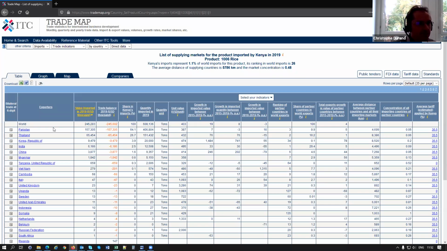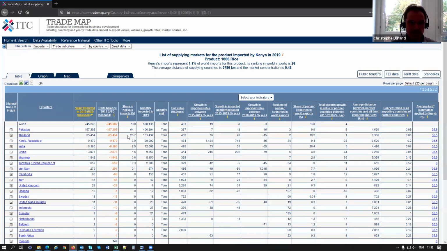And here we see that the total imports of Kenya is about $245 million, right? And most of it is actually coming from Pakistan and Thailand, right? $157 million from Pakistan, $65 million from Thailand. And what we see in the third column, share in Kenya's imports, is that Pakistan represents 64% of Kenya's supplies and Thailand 26%, which means basically two countries are supplying 90% of Kenya in terms of rice, right?